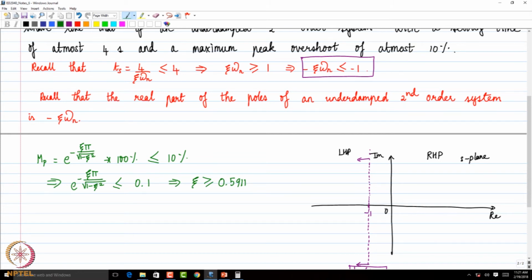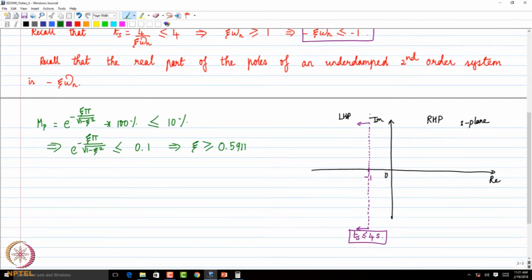So if you recall what we did when we discussed the second order underdamped system, zeta was related to an angle called beta, right? What was beta? Beta was the angle made by the two poles with the negative real axis, when I draw a line from that pole to the origin, right? And the relationship between zeta and beta was zeta equals cos beta, right? So cos beta must be greater than or equal to 0.5911, right? So that's what we get.